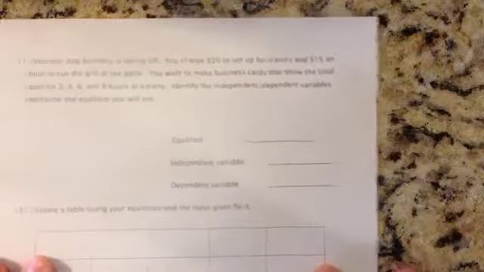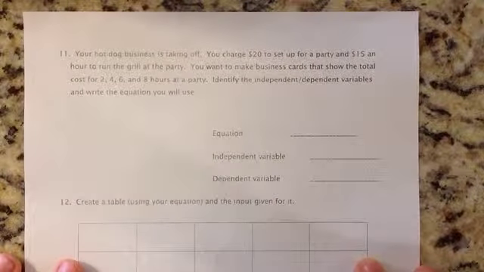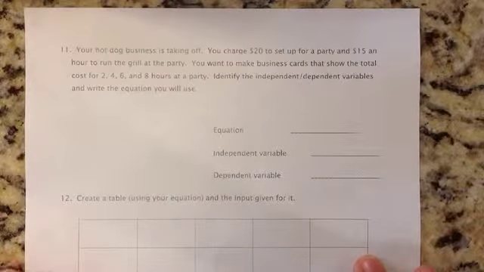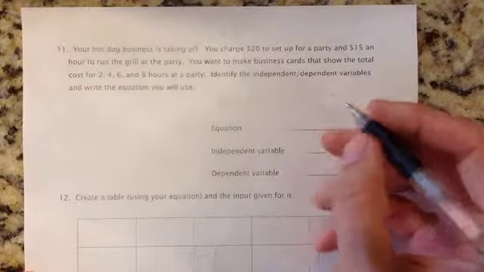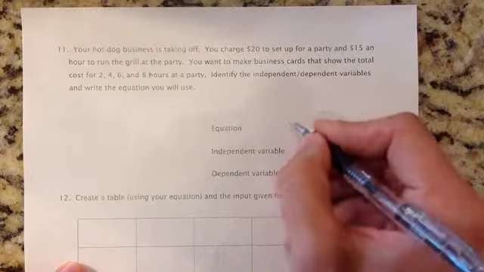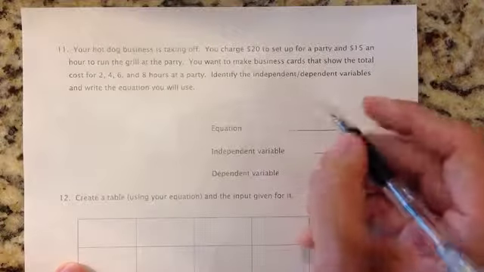Sliding down, let's go to that next page. Starting with number 11. Hot dog business taking off. Charge $20 to set up, $15 an hour to run the grill. You want to make business cards that show the total cost for 2, 4, 6, 8 hours. Identify all this kind of stuff. Equation, we'll use x and y.